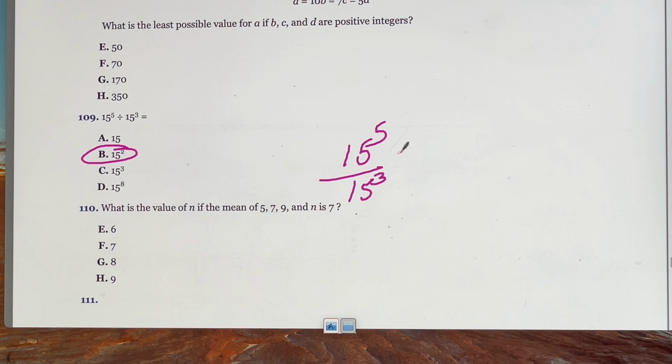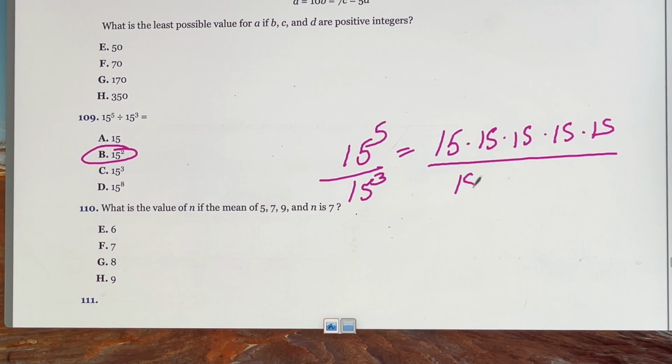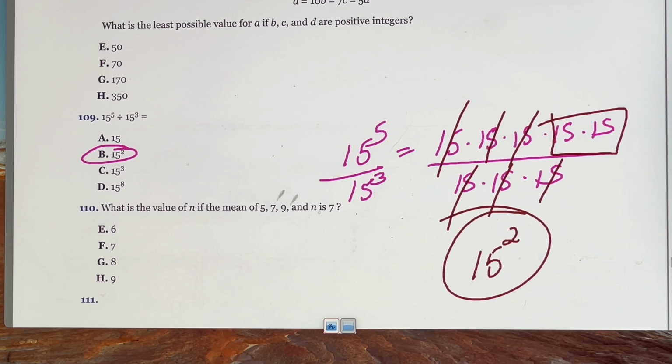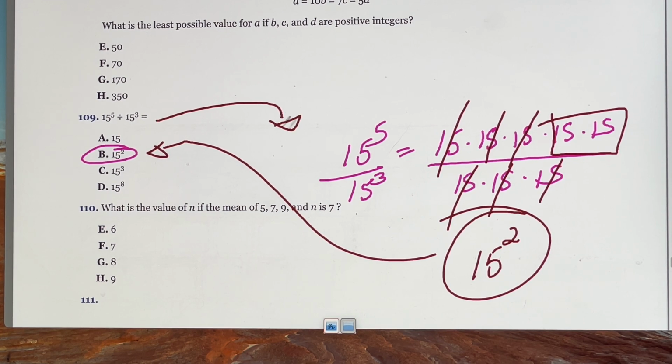So if you expand this out, you get 15 times 15 times 15 times 15 times 15 over 15 times 15 times 15. Well, this and this can simplify, this and this can simplify, this and this can simplify. You're left with 15 times 15. They leave your answer in exponential form, so 15 times 15 is the same thing as this. So there. You didn't need to know the laws of exponents, but I think you did need to know this and expand it out. That would have helped.